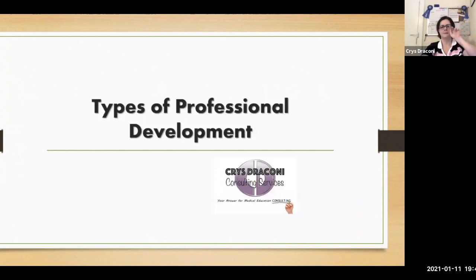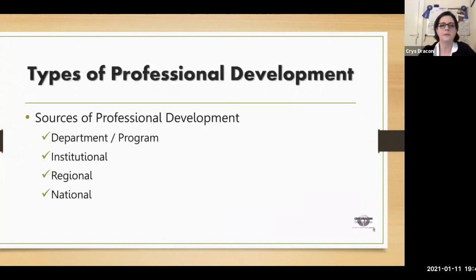So what are different types of professional development? First of all, there's sources of where you can get professional development, and that's like where you find things. And literally it can be anywhere, but these are just some more popular ones within the world of GME.